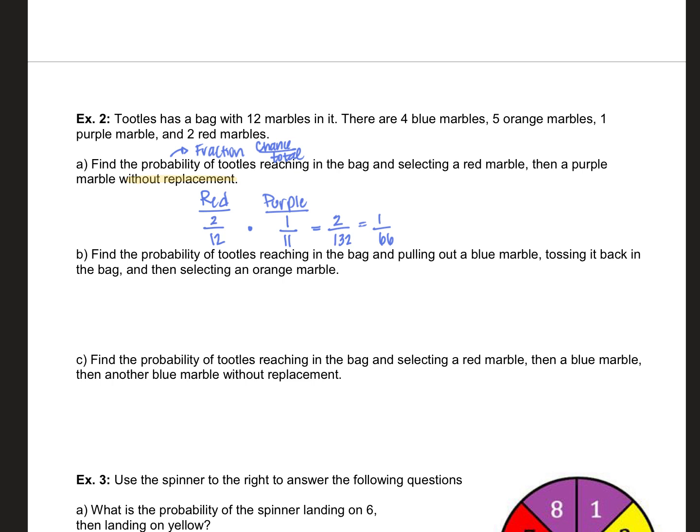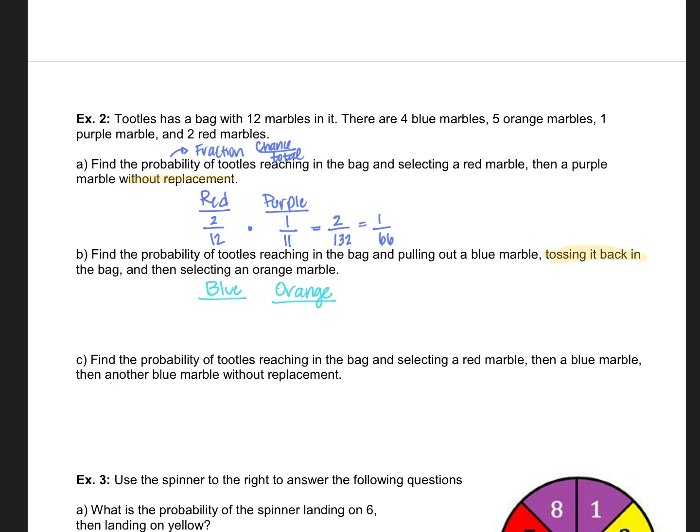Looking at B, they want us to now find the probability of reaching into the bag and pulling out a blue marble, tossing it back in. Ooh, that's key, so I'm going to highlight that. And then selecting an orange marble. So I'm going to set it up the same way I did on the last one. The 2 colors that I'm pulling are blue and orange.